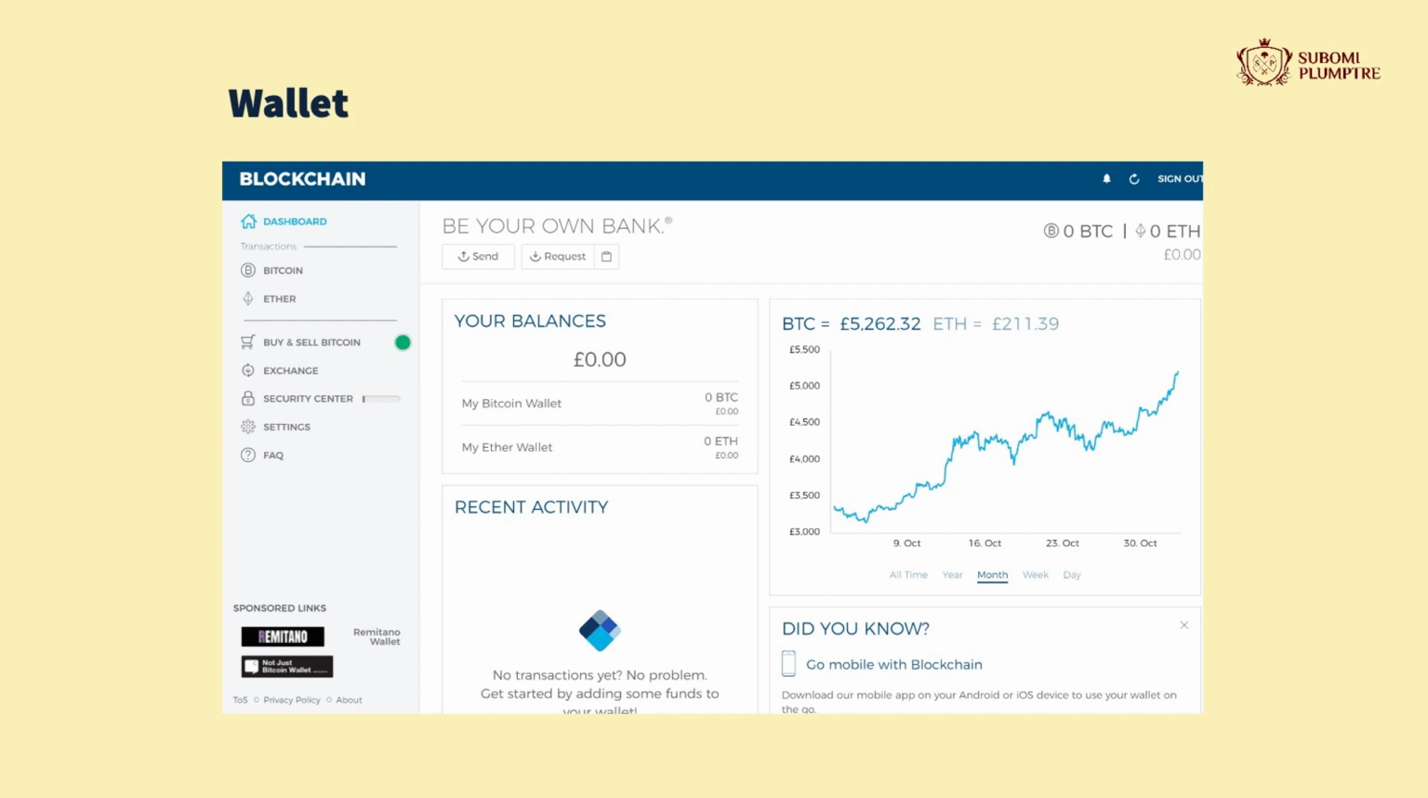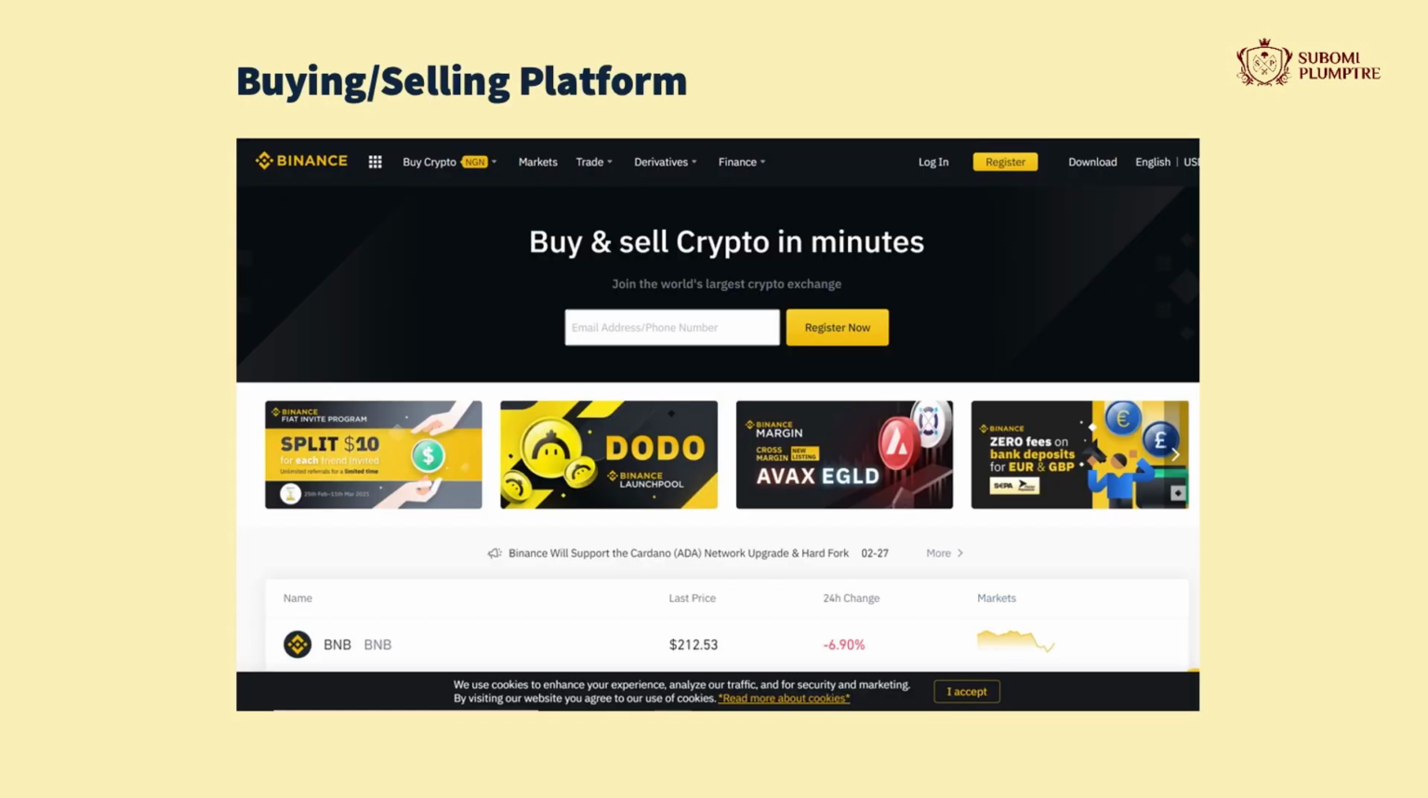Now, these are just examples of wallets. So this is what the blockchain interface looks like. You can see it has a dashboard, tells you your balance, tells you what it's worth based on today's price. This is a buying and selling platform, Binance. Once you register first, and then click on buy, it takes you to the peer-to-peer exchange where you can do a direct transaction with someone else who wants to buy or who wants to sell.